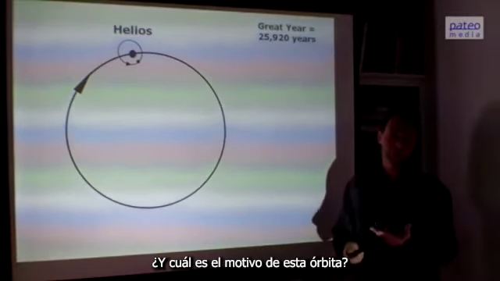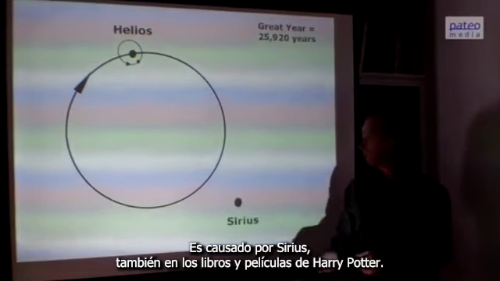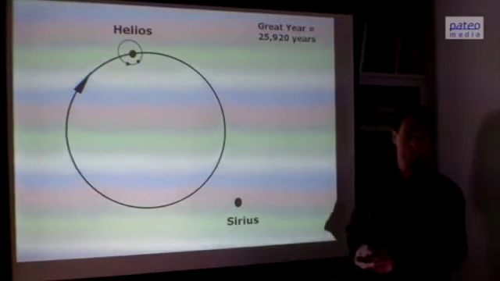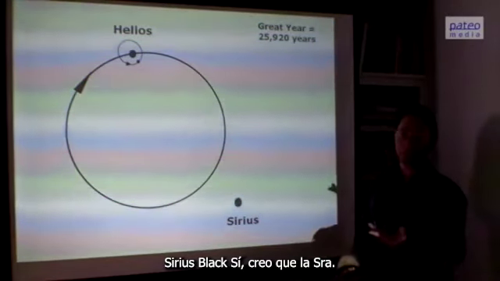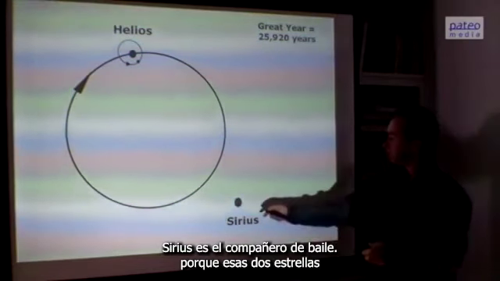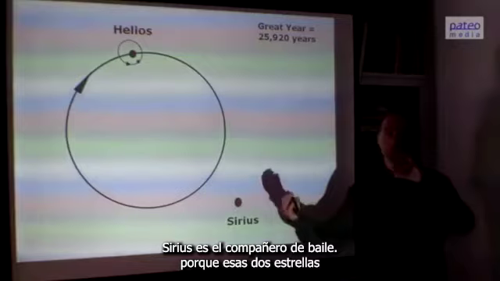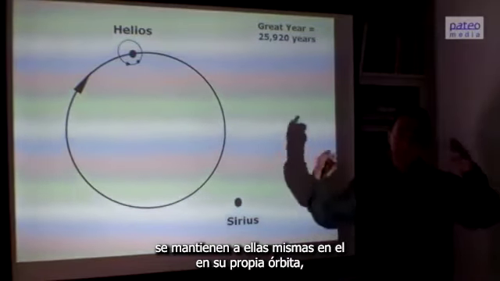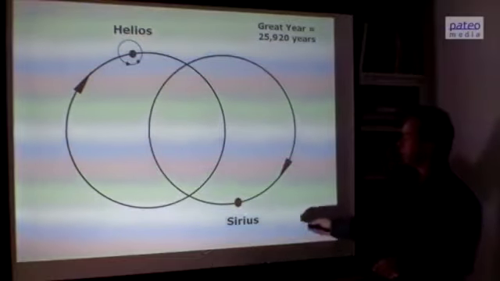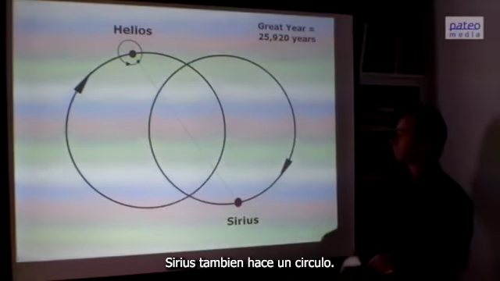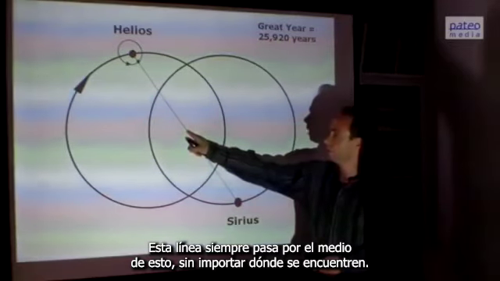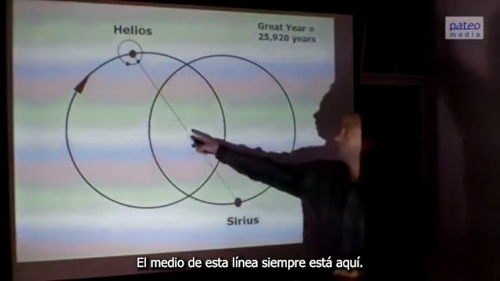And what is the reason for this orbit? It's caused by Sirius. Also in the Harry Potter books and films. Sirius Black. Yeah, I think Miss Rowling knew about everything. Sirius is the dance partner because those two stars keep themselves in the orbit of their own circle. Sirius also makes a circle. And when we draw a line, this line always goes through the middle of this. No matter where they are, the middle of this line is always here.